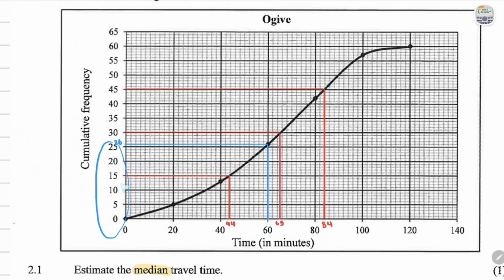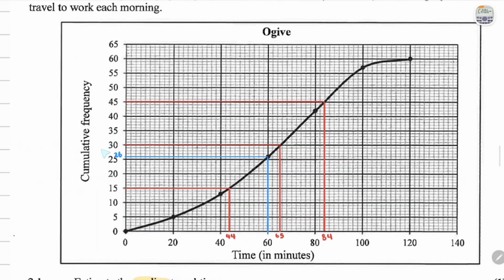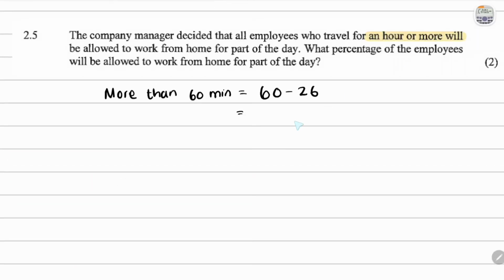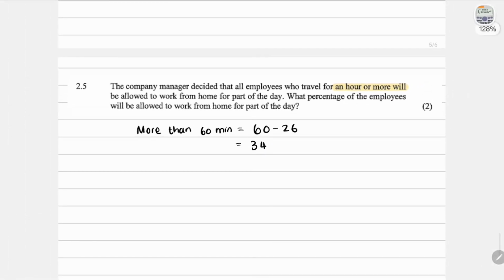So a sum of these 26 people would be everybody who worked for 60 minutes or less than 60. And then the people above would be the ones who work for more than 60. Okay, so you know that there are a total of 60 employees. Then these will be people who work for more than 60 minutes. So that is 60 minus 26, which is 34. So now we know it's a total of 34 people.